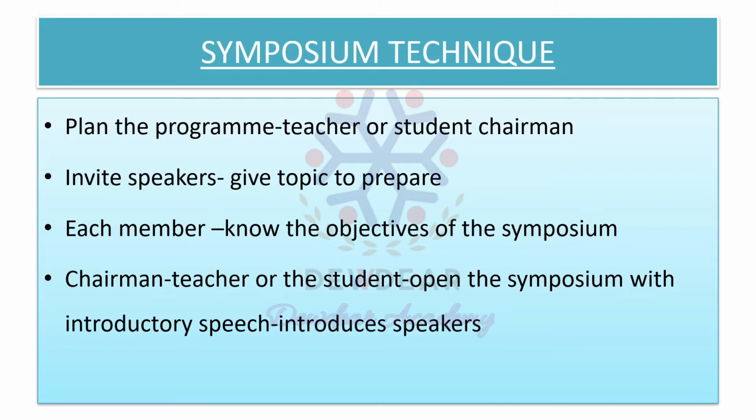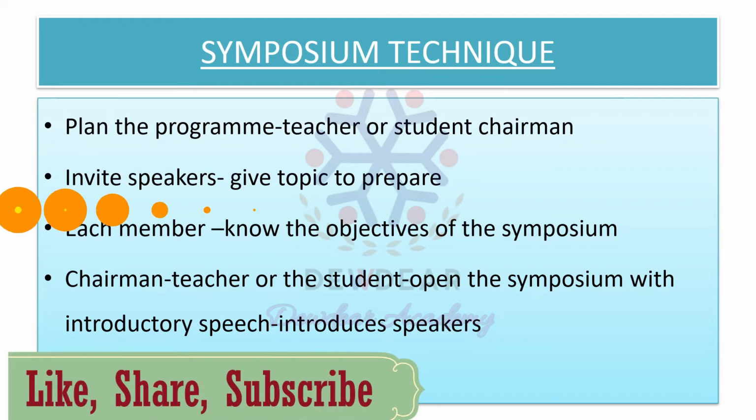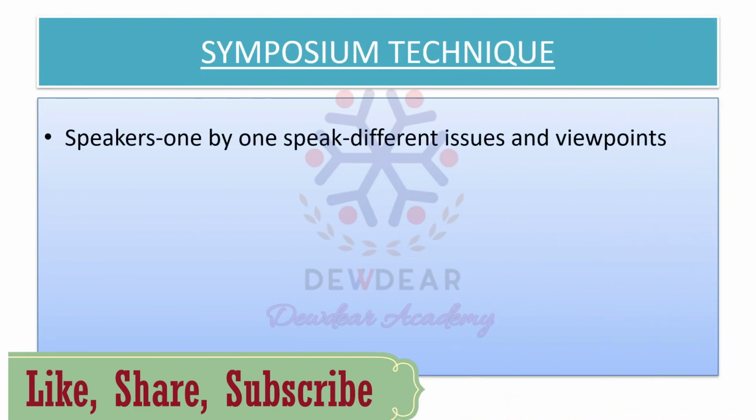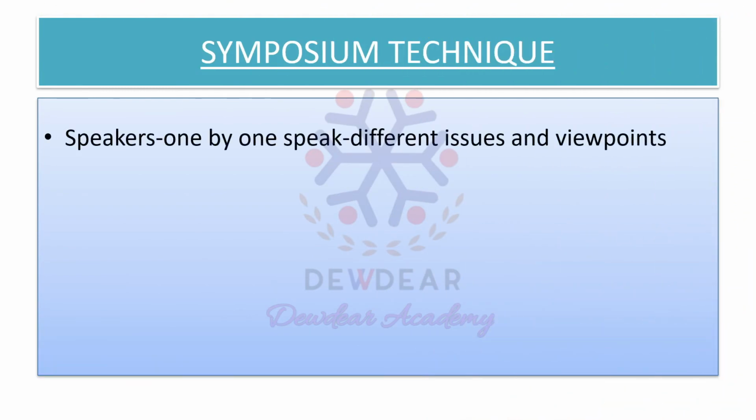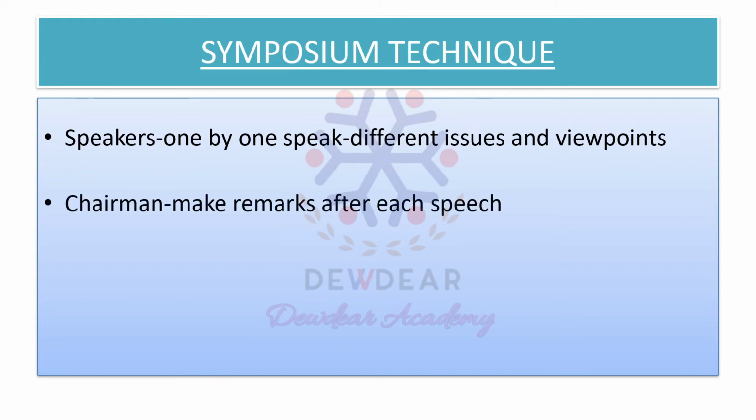So the topic will be given to the speakers to prepare, and then the chairman will open the symposium with an introductory speech. There the speakers will be introduced to the audience by the chairman. Then the speakers, one by one, will speak on the topic. That is, the different issues and viewpoints of the topic will be discussed by the speakers.